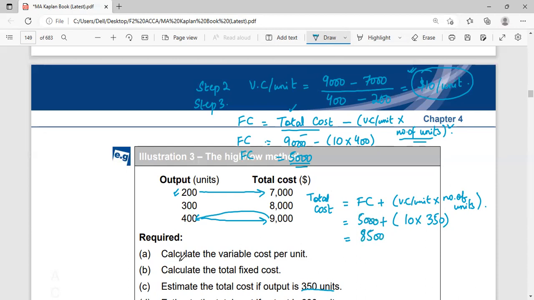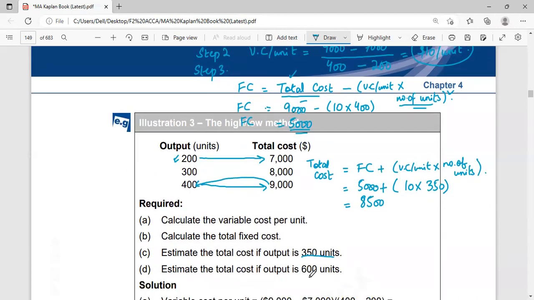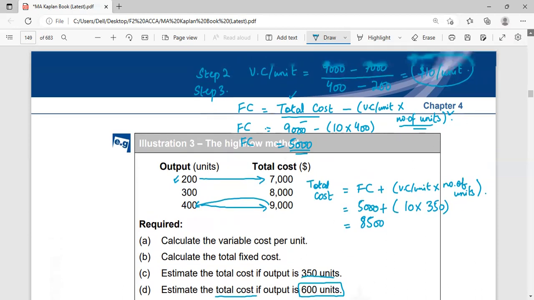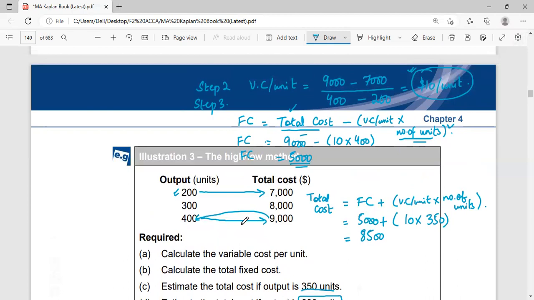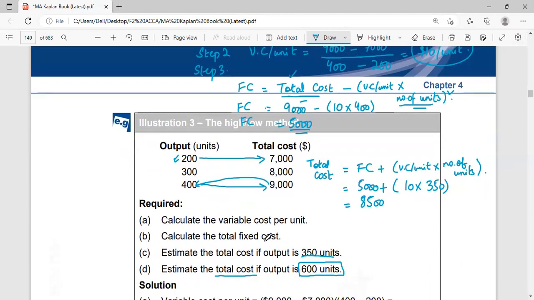So in this way, you can calculate the cost at any level of activity. Now, please let me know what will be the cost at 600 units. The formula is in front of you. Tell me what will be the total cost if output is 600 units. It's 11,000. Yes, it will be 11,000. 6,000 plus 5,000, it will be 11,000. So this is the high-low method, and these are the steps to do the high-low method. Clear? Any question?